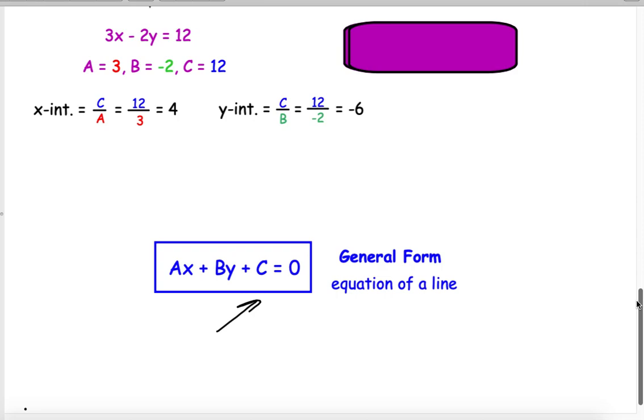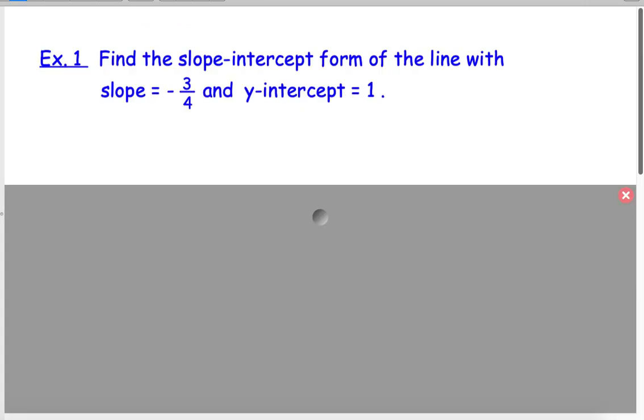So not a big deal though. Let's look at a few examples and work through these just to make sure you remember how to work some of the types of problems. Find the slope-intercept form of the line with slope negative 3/4 and a y-intercept of 1.